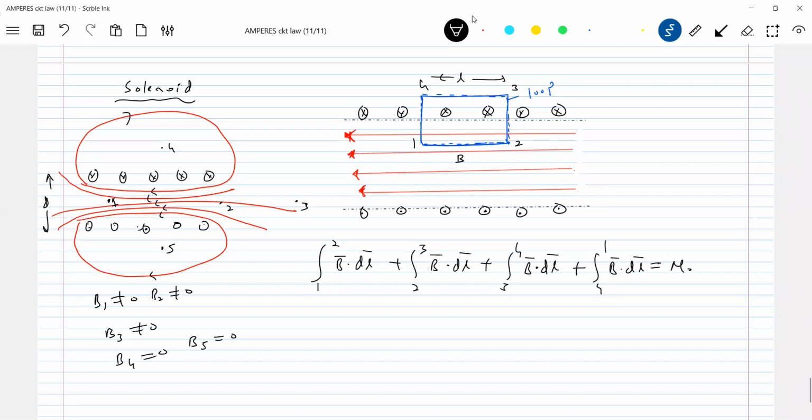You are seeing this, some two turns. And what we have is the number of turns per unit length. There's a formula. Some n turns will be enclosed here in a length L. I'll write it where capital L is the length of the solenoid.